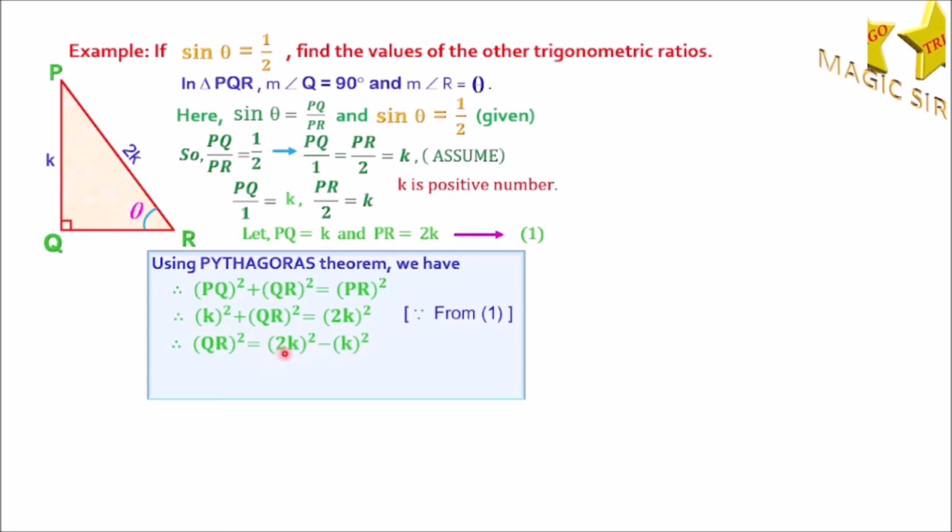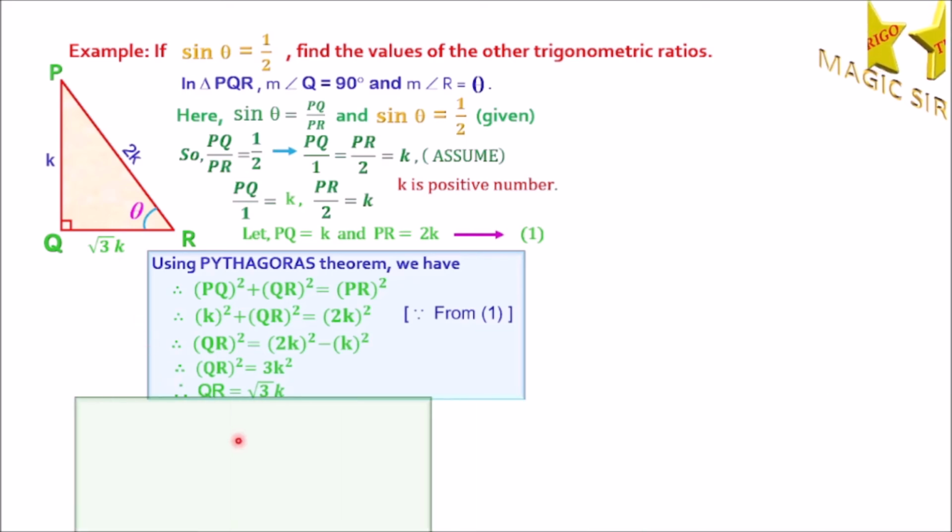That is, QR square is equal to 4K square minus K square. Therefore, QR square is equal to 3K square. Taking the square root of both sides, we have QR is equal to root 3 K. Thus, we have found the third side, that is QR equal to root 3 K.